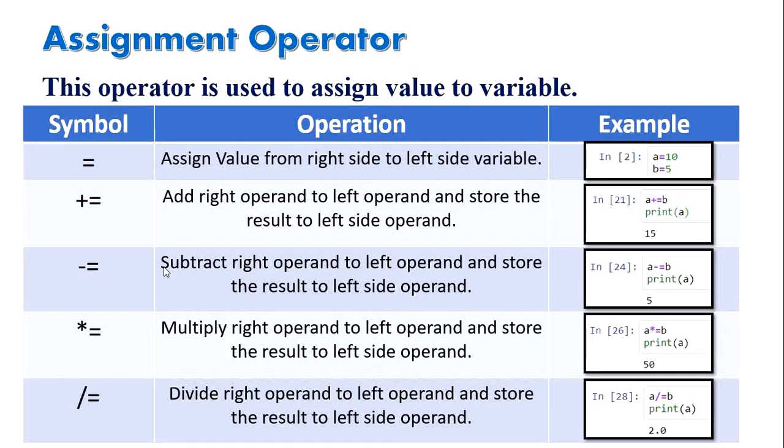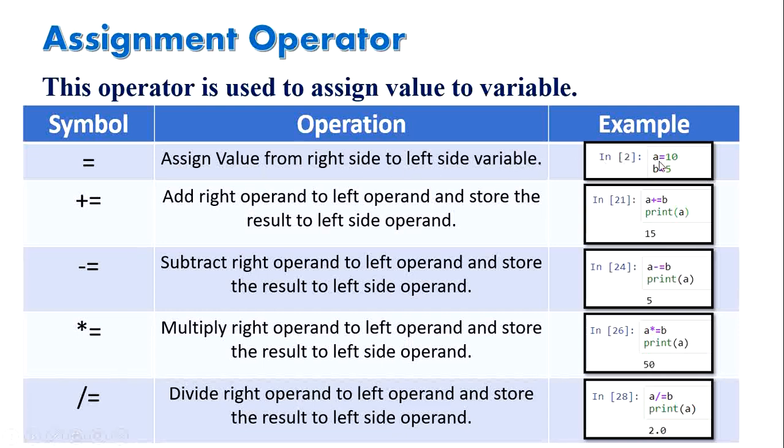Now come to the assignment operator. This operator is used to assign a value to a variable. There are 5 types of assignment operators: equal to, plus equals to, minus equals to, multiply equals to, and divide equals to. First we come to the assignment operator, which is used to assign a value from the right side to the left side variable.